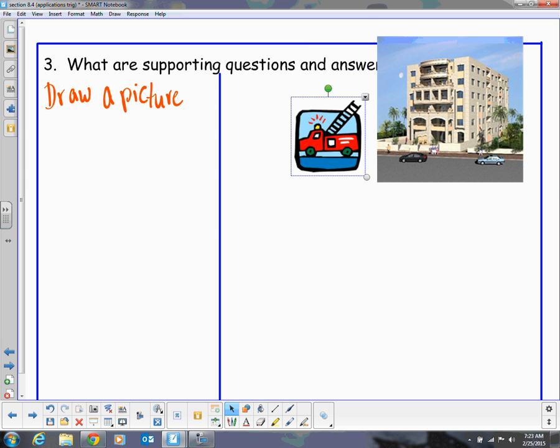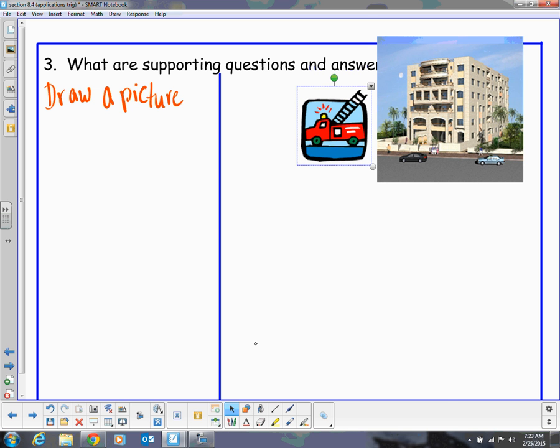Okay, so I need to raise my fire truck, correct? Does that look about ground level? Let me try to draw at ground level. Does that look about ground level? Am I good?